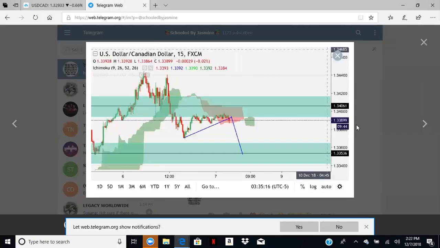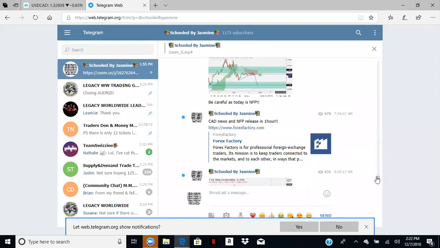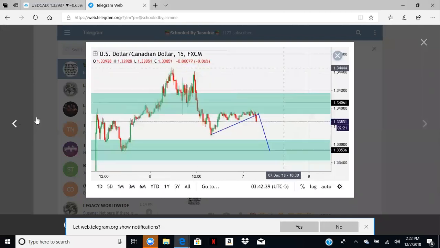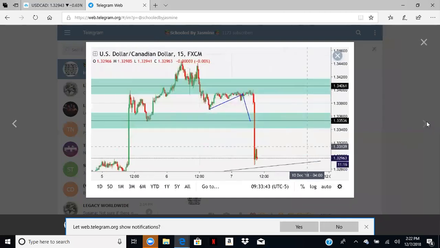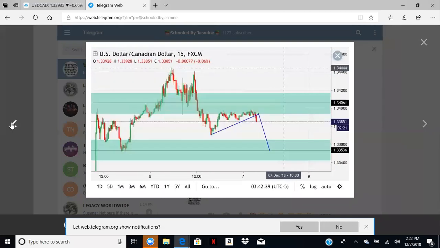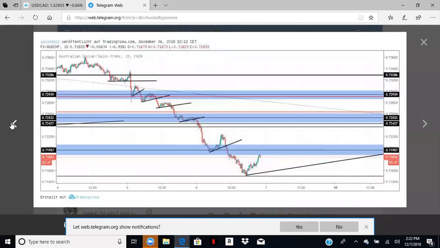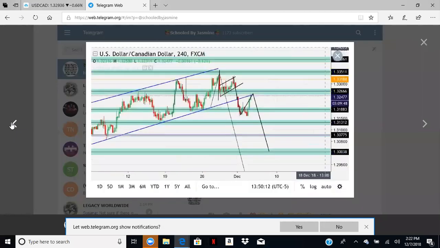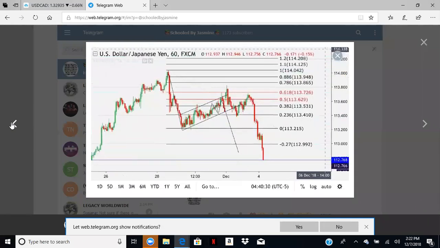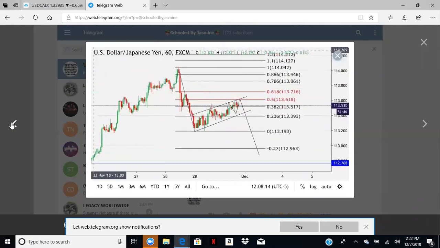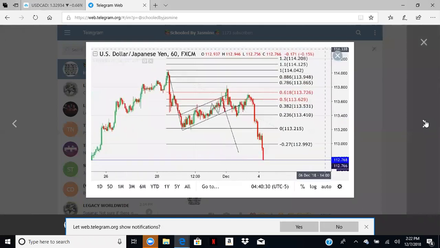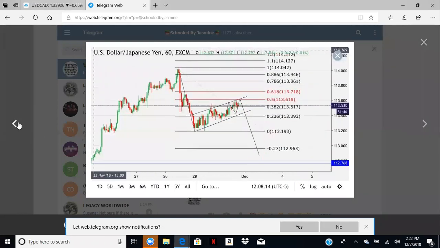Let me go through some of the trades that I've posted just so you guys can see. I mean, obviously this was the before and the after. We catch impulses. This was before and after. This was last week. Perfect flag.